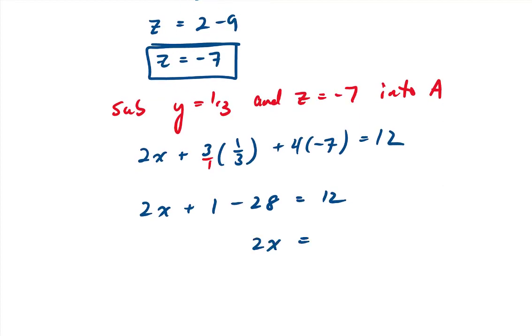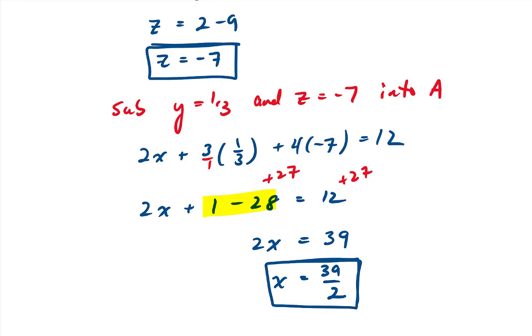On the left side, we're left with 2x. These two numbers combined here is negative 27. So if I add 27 to both sides, that'll get rid of the constants. 12 plus 27 gives us 39. So therefore, x is equal to 39 divided by 2. So now we have our x value.